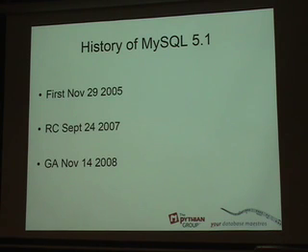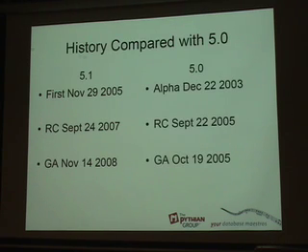So, let's compare this with 5.0. Now 5.0 had its first alpha release December 22nd, 2003. And again, 2 years in development to September 22nd. So it's still 2 years in development. And then 1 month to GA. Now, why did it take a year for this to go GA, but only a month for that one?